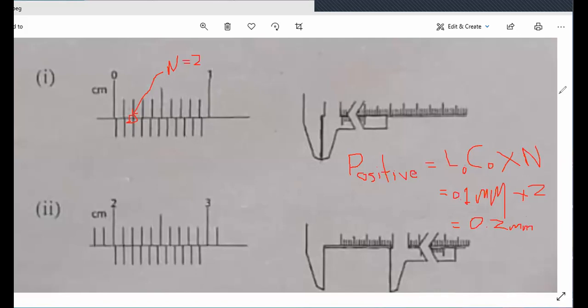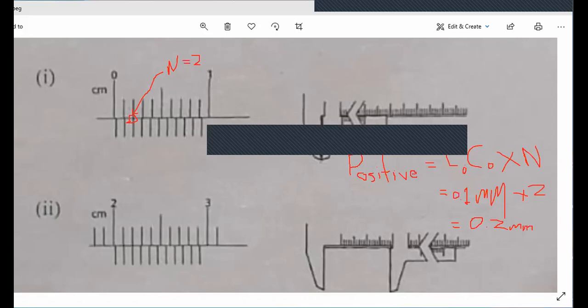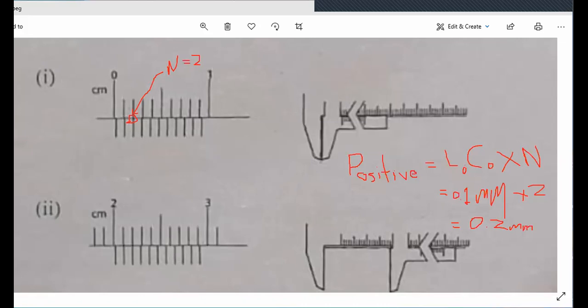Okay, right. If you want, you can take a screenshot. What do you think about the second figure here? The second figure shows external jaws and the measurement is slightly greater than 2 centimeters. We use external jaws to get 2 measurements. What are the 2 measurements that we obtain from external jaws, dear?